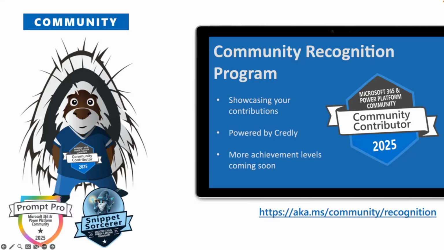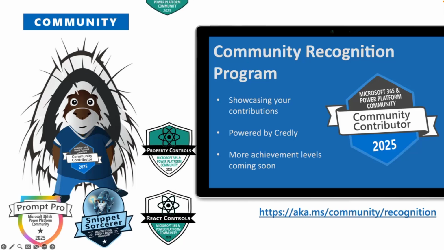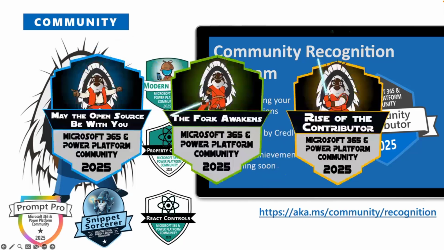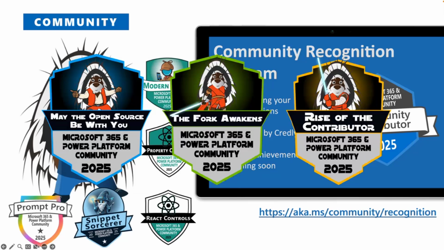So we have new badges, Prompt Pro, Snippet Sorcerer, and our newest React controls and property controls, along with modern search. And, of course, we are almost to May the 4th, so we are happy and excited for all of those Star Wars badges that are available to each and every single one of you. So all you got to do is opt in. We cover the cost of all these things, aka.ms/community/recognition, and we will track the wonderful work you're doing.